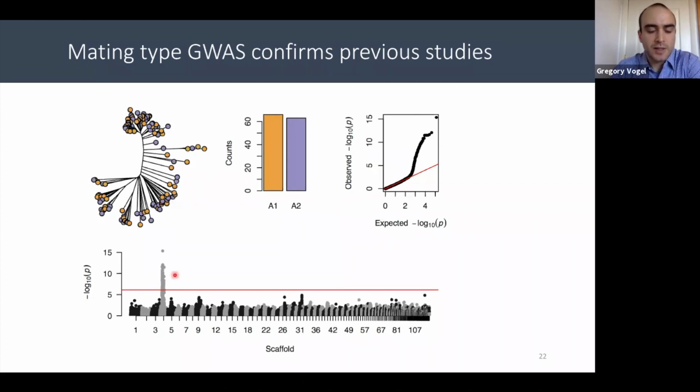And we were unsurprised to see a large signal on scaffold 4 of the Phytophthora capsici reference genome. This has been mapped before using genetic crosses, and the same genomic region has been implicated, so we were happy to confirm those results. We were also happy to confirm previous hypotheses that suggest that mating type in Phytophthora capsici, and perhaps in oomycetes in general, is inherited analogously to an XY sex determination system with a heterogametic and a homogametic sex. We found that all the A1 isolates were homozygous at the significant SNPs in this region, and all the A2 isolates were heterozygous.